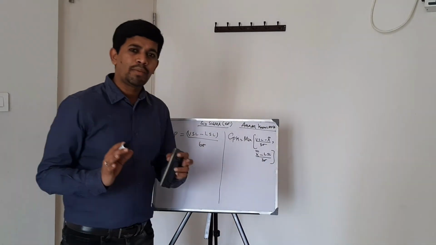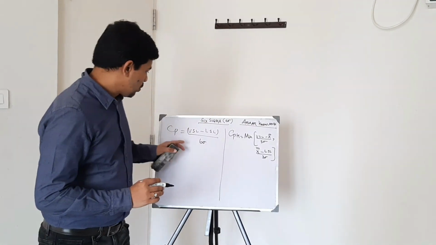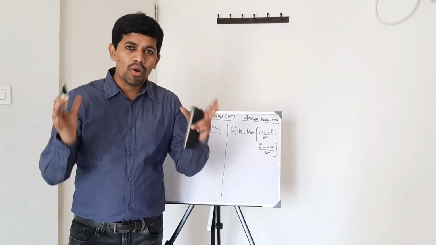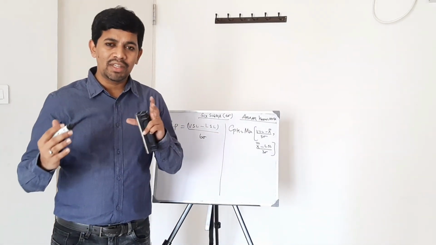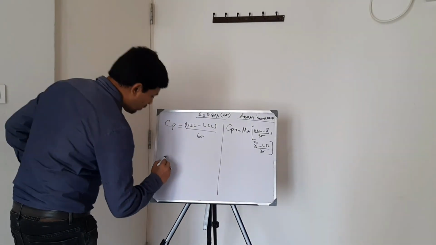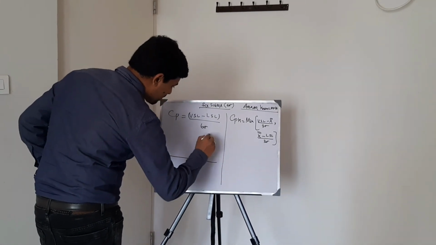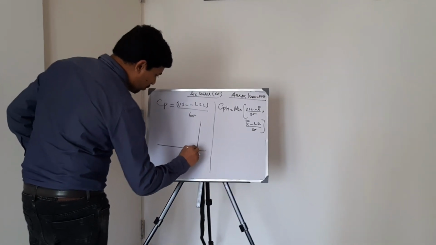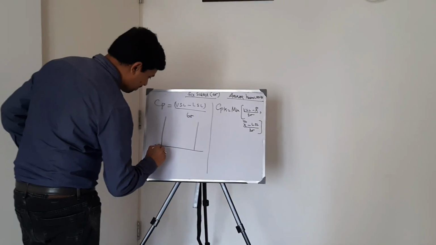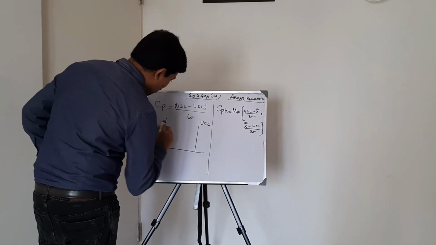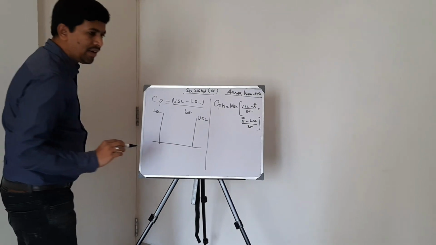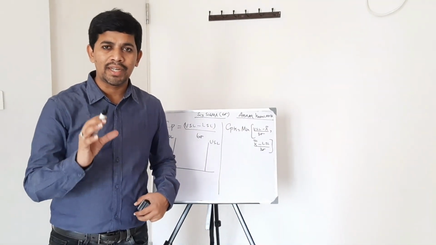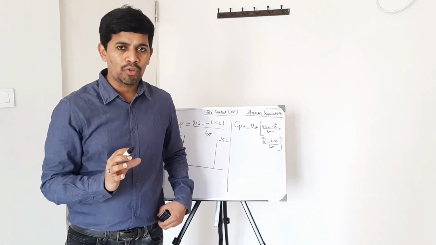Now let me tell you the main difference between these two. Capability CP compares only the overall variability within the customer specification. Let's assume that you have the customer specification. This is your line, this is your USL, this is your LSL. The customer specification to make one particular thing is, let's say, a 10 centimeter diameter rain gauge.